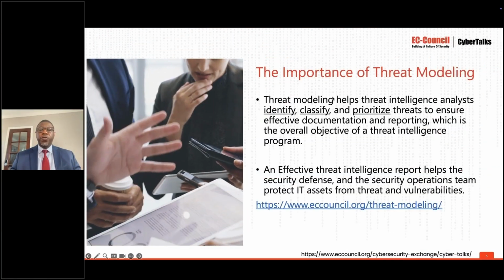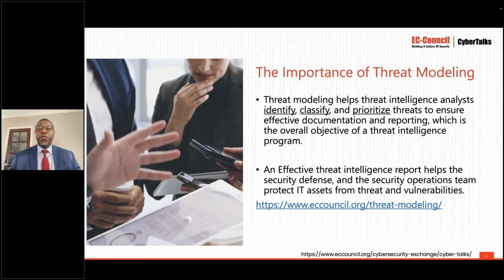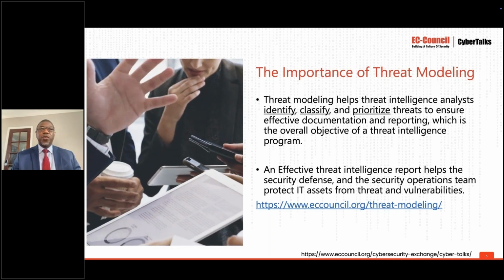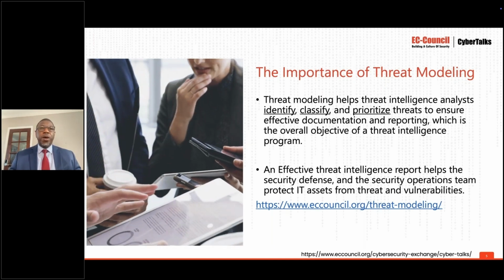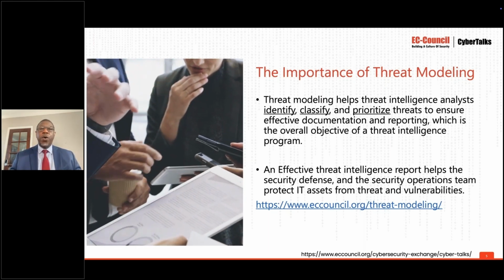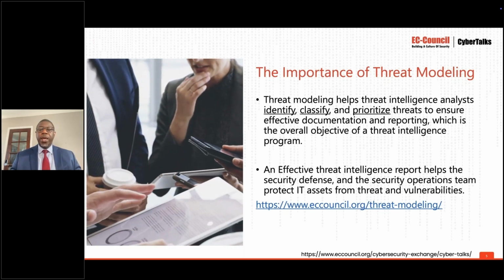So the importance of threat modeling: this is very important, and it can be used in so many different facets inside our organization. It is not something that we think is not applicable; it is applicable to every single organization. If you have connectivity to the internet, if you are transmitting files or whatever you are doing, this is applicable to you. Threat modeling helps threat intelligence analysts. You identify the threat, that's one. You need to classify the threat, that's two. And you want to prioritize the threat.